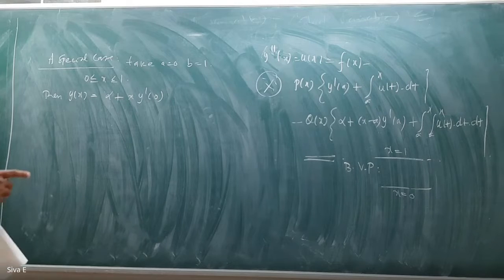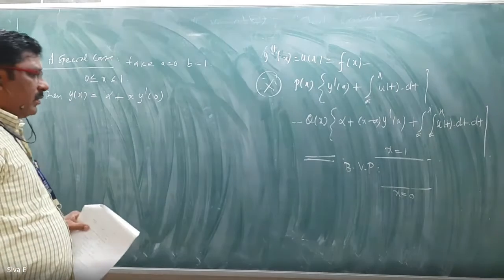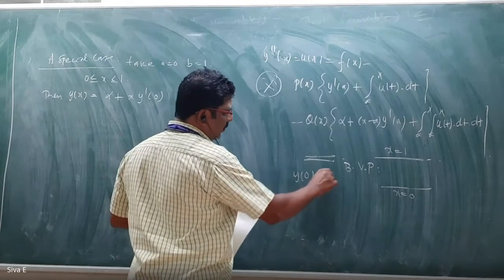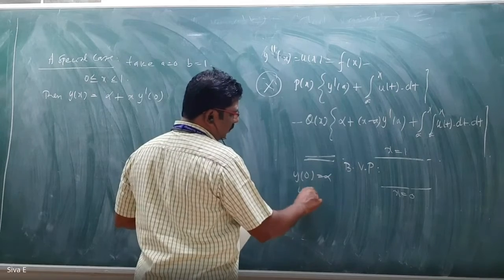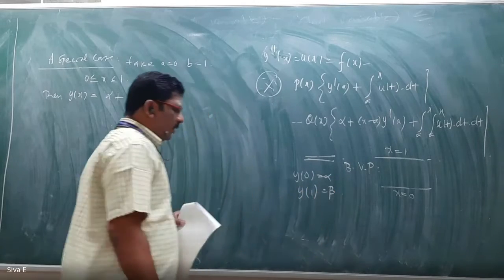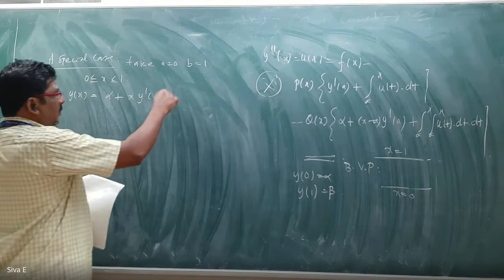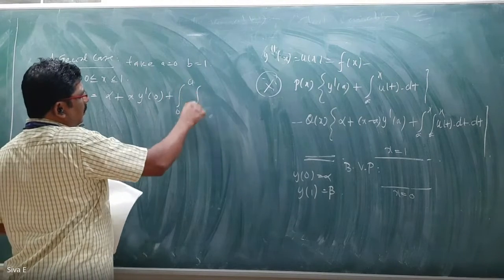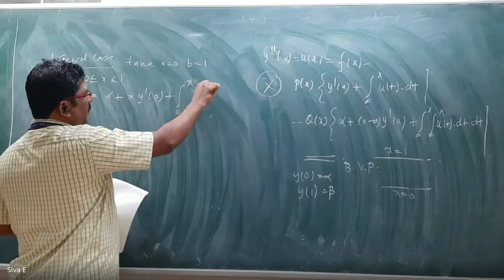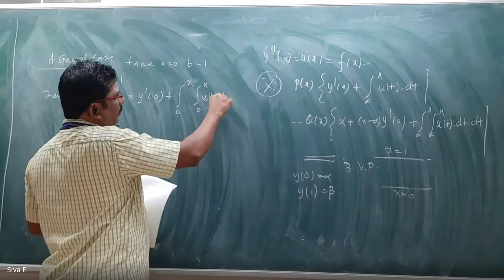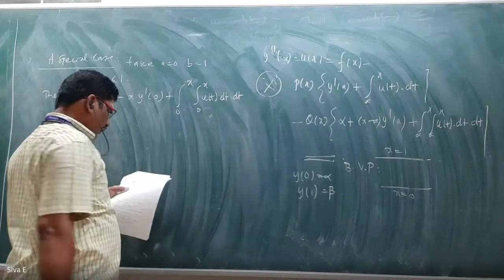I am changing only the x value. I am not changing the y value. Even now I am taking y of 0 equal to alpha, y of 1 equal to beta. That is not changing. x y dash of 0 plus integral 0 to x of x minus t u of t dt.